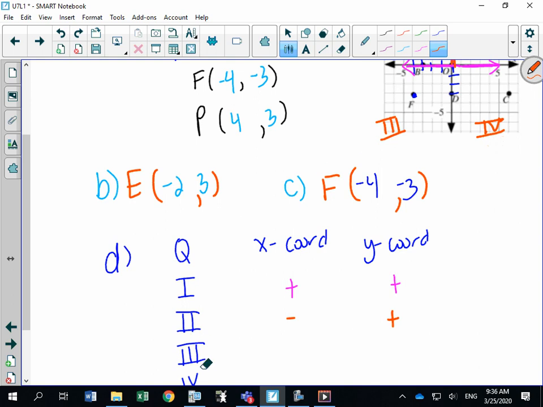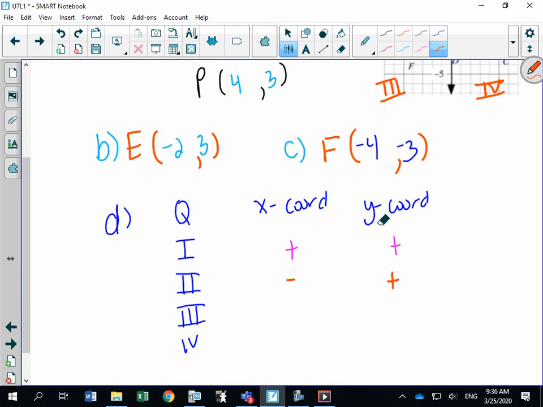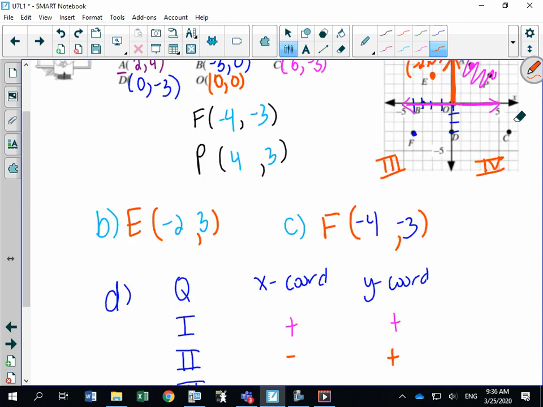See if you could figure out what 3 and 4 would be. So like in quadrant 3, what are your x values and what are your y values in quadrant 3? And you should be seeing that they're both negative. And then in quadrant 4, over here, my x values are positive and my y values are negative.